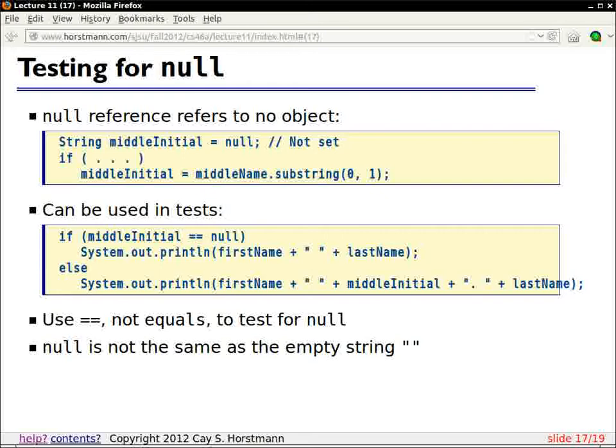And it is not the same thing as the empty string, and that's what's often confusing to students, that they both sound very empty. Now let me demonstrate that it's not the same thing as the empty string.